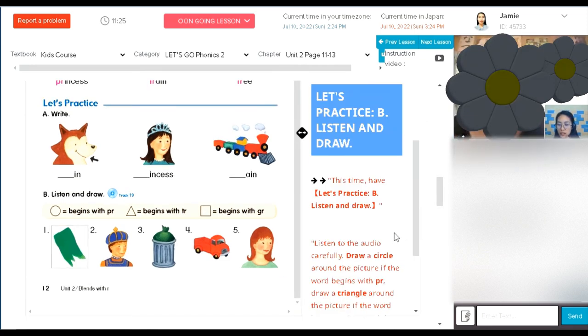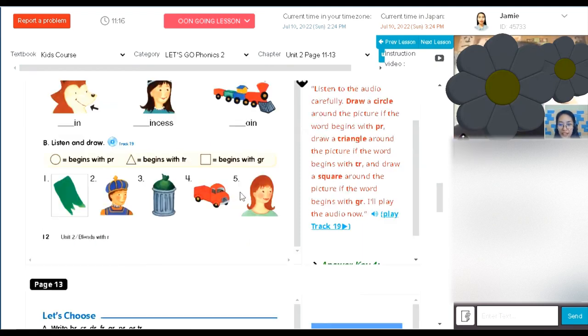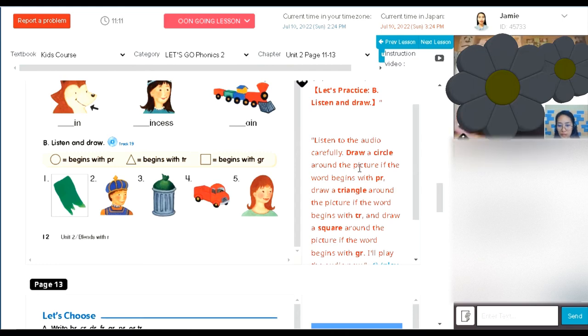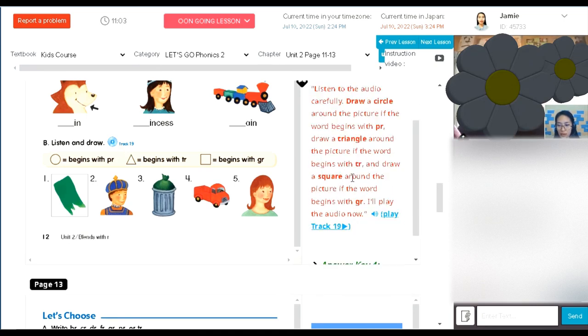This time let's move on to practice B, listen and draw. Are you there? We will listen to the audio first. Before we listen, you will draw a circle around the picture if the word begins with PR, a triangle if the word begins with TR, and a square around the picture if the word begins with GR. Can you see the instructions there? Okay, let's listen to the audio now.